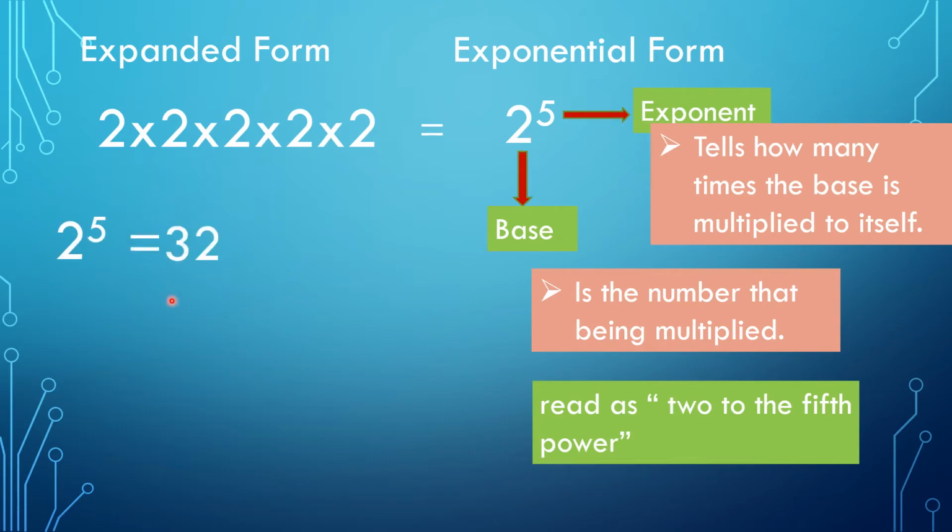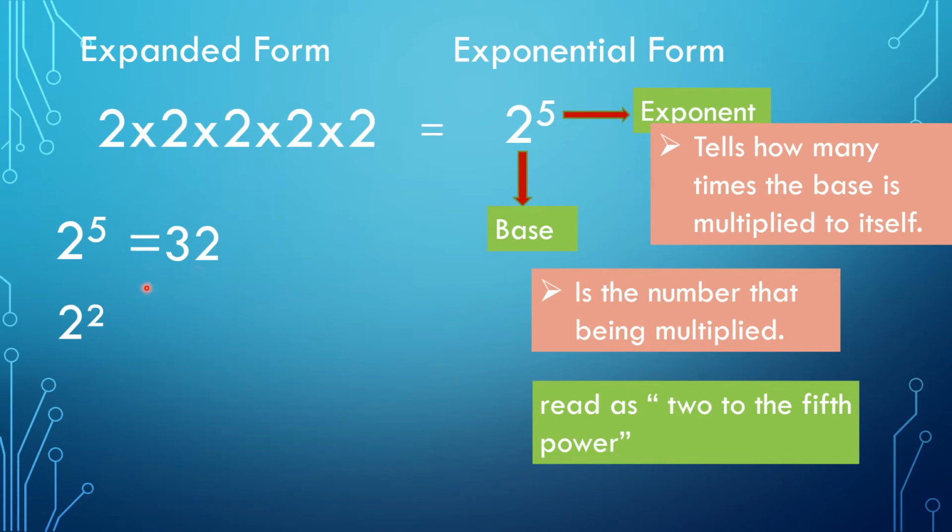If you're going to give the value of this, this is 2 times 2, that is 4, 4 times 2, that is 8, 8 times 2, that is 16, and 16 times 2 is 32. It means 2 to the 5th power is equal to 32.